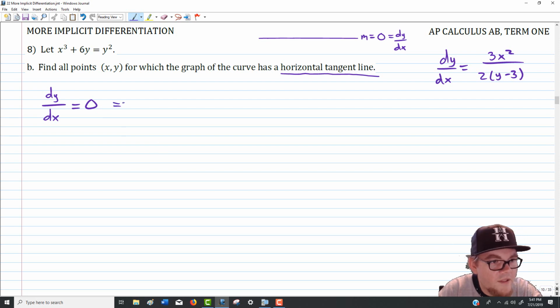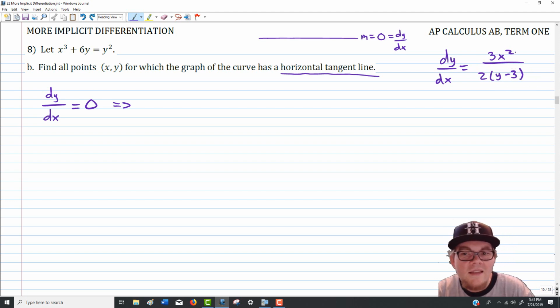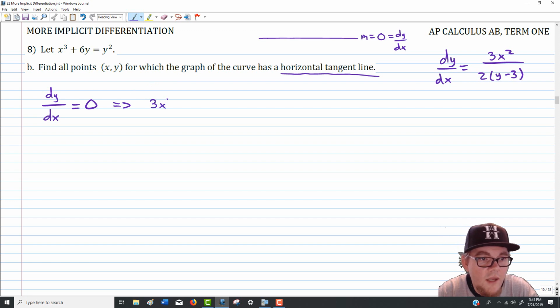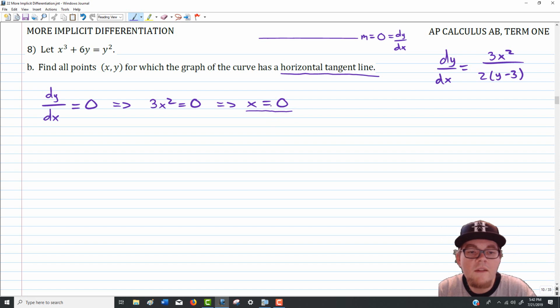So from there, if we want dy/dx to equal 0, looking at the expression here, it doesn't matter what our denominator has, as long as our numerator is equal to 0. So that translates to 3x squared equals 0. And of course, if 3x squared equals 0, that tells us that x equals 0. So in some cases, that would be all you need to do. We found the place where there's a horizontal tangent line. It happens to be at x equals 0.